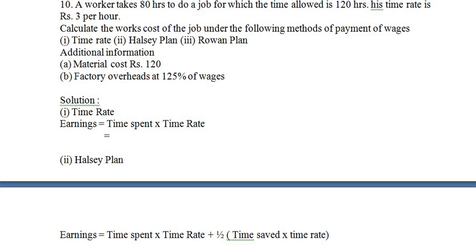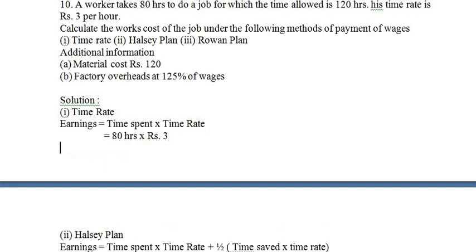Okay. Now time spent by him is how many hours? 80 hours, right? Which is given in the problem. 80 hours into time rate, which is rupees 3. Hope everybody has understood where they have given it. Is that clear? Okay. Calculate this. That is rupees 240. So under time rate, his earnings are rupees 240.